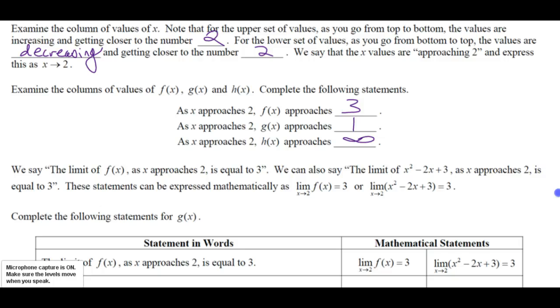We say the limit of f of x as x approaches 2 is equal to 3. We can also say that the limit of, now what is f of x? It's x squared minus 2x plus 3 as x approaches 2 is equal to 3. Mathematically, we don't want to write this out all the time. We write it as the limit as x approaches 2 of f of x equals 3. Or the limit as x approaches 2 of x squared minus 2x plus 3 equals 3.